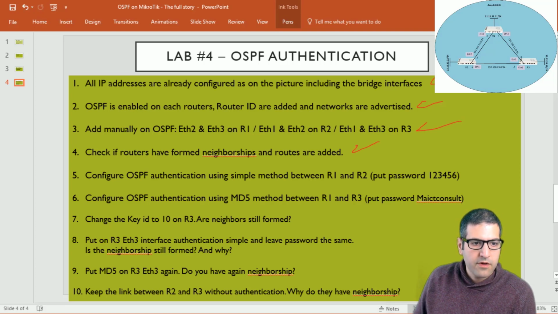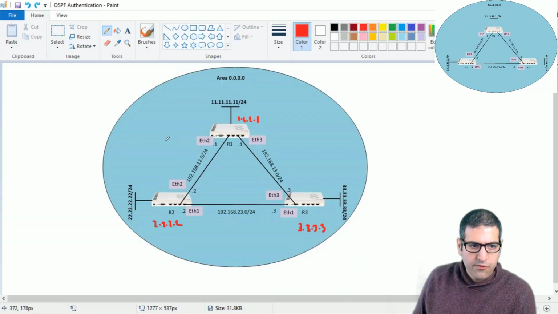Configure OSPF authentication using the simple method between router 1 and router 2. Put the password 123456. If we go back to the picture here, we need to enable the simple method between router 1 and router 2 and put the password 123456. That means we have to go inside Ethernet 2 of router 1 and Ethernet 2 of router 2 and make this change. Okay, let me go to router 1.